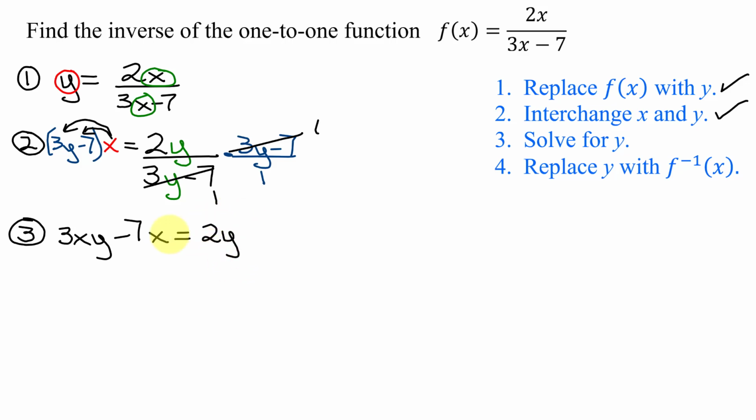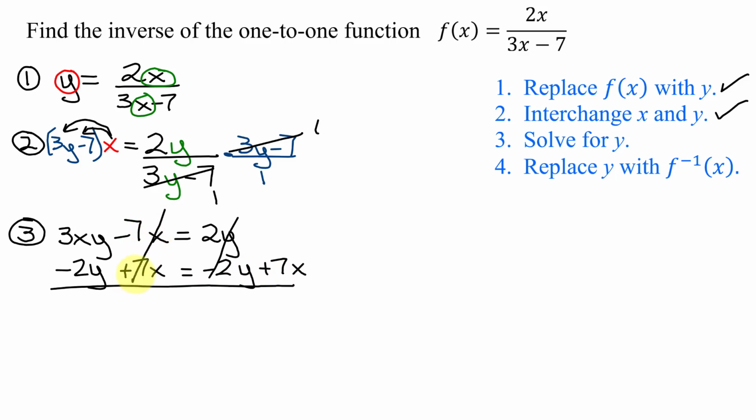Now I have y in 2 places. I need to collect them on the same side of the equation, move everything else to the other side. It doesn't matter which side I collect my y's on. I'm going to collect them on the left-hand side. So I'm going to subtract 2y from both sides of this equation. These are going to add up to 0. I'm also going to move my 7x, so I'm going to add 7x to both sides. So negative 7x plus 7x also add up to 0.